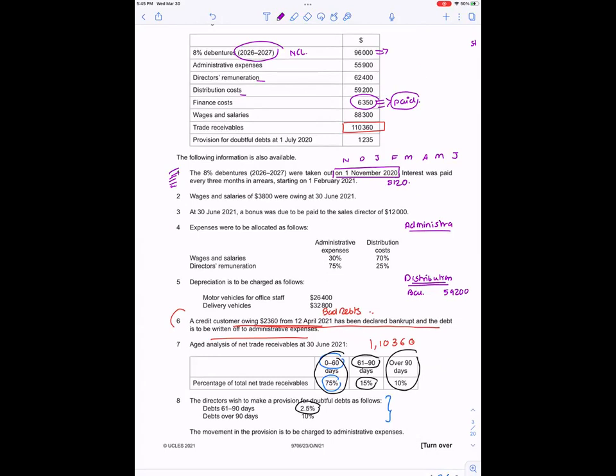Finance cost is some issue. Wages and salaries, they are saying it has to be given in the ratio of 3:7 between administration and distribution. Director's remuneration, 75:25. Are you with me? Yes. Wages and salaries, 3,800 was owing.